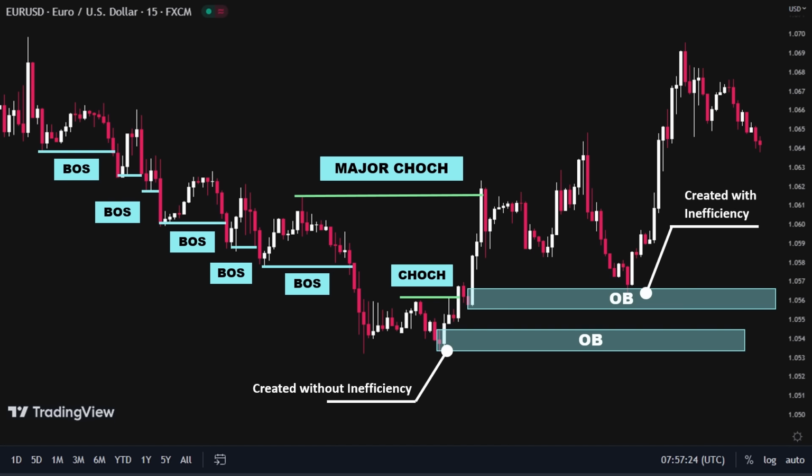And if you had a buy order in that area, you would miss out on such a perfect trading opportunity, because price always has more tendency to respect the major change of characters instead of the minor CHOCH. Let's move on to the next example.